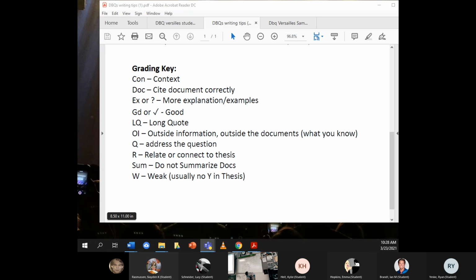So it has to be more than just simply writing what's in the documents. And there's still a few people who put down quotes. Any yahoo can copy. You are not yahoos by definition.